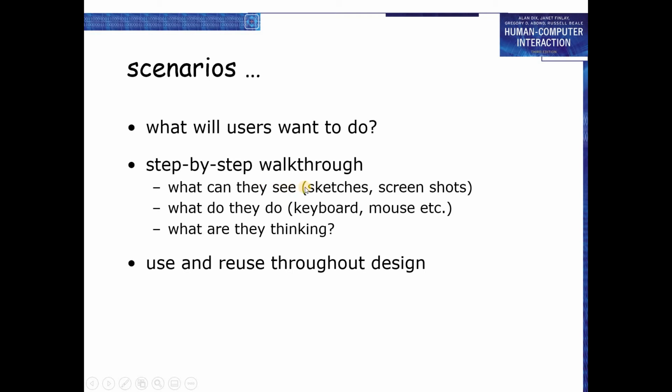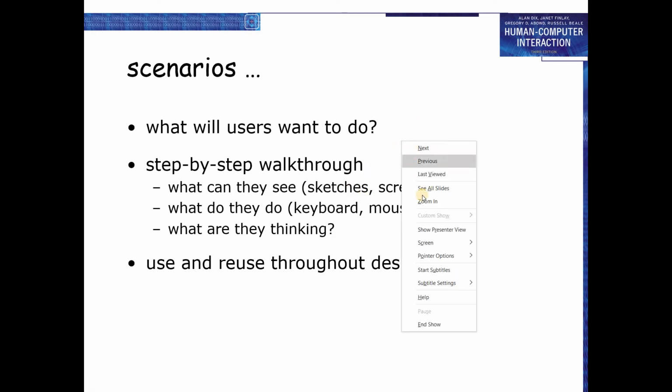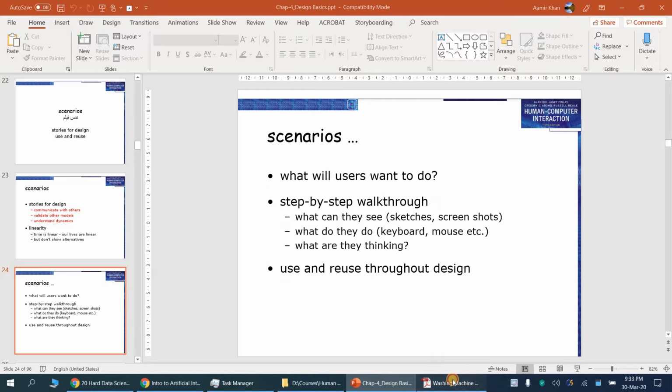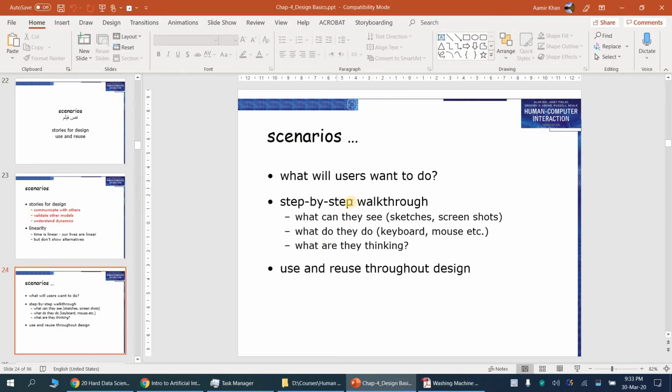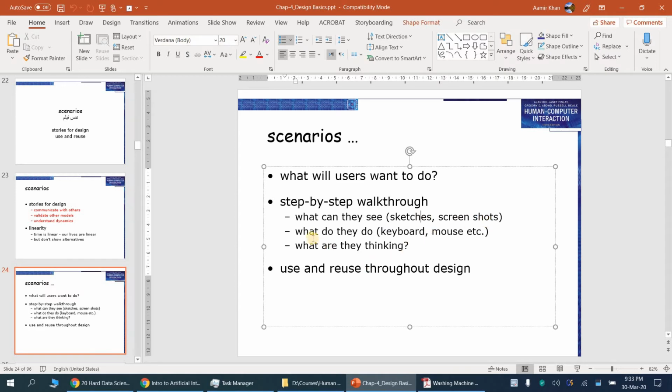the user can see. For example, there will be a sketch, there will be a screenshot. So if you see this washing machine manual, you see over here small sketches, small diagrams. They show you what you can expect. What are the buttons they are talking about? For example, the start button, the turn on button. It is like this. So this is how they represent. They show you something like a sketch or a screenshot.